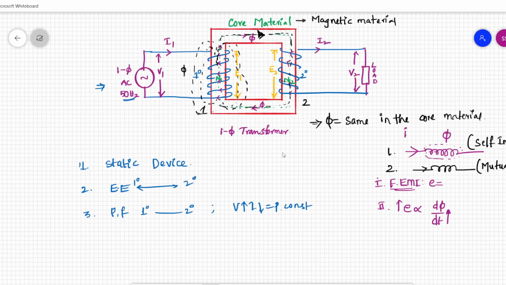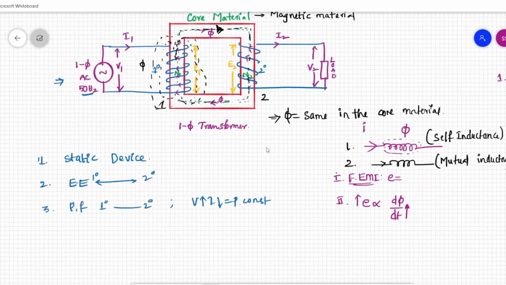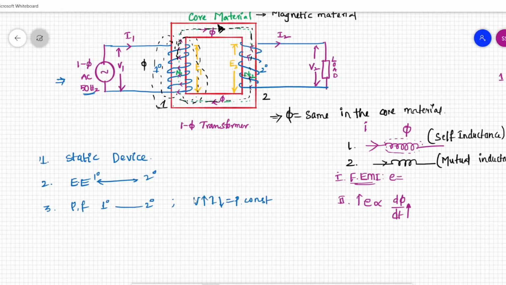I think you can't see this. Okay, yes, now you can see, right? So this is mutual inductance.